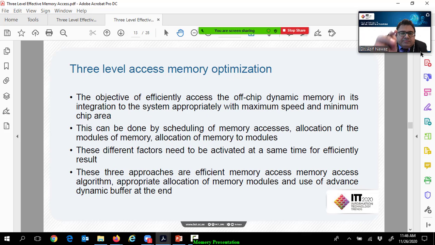The objective of efficiently accessing the off-chip memory, again, is in its integration into the system, okay? And this can be done by scheduling of memory access. Number one, you schedule the memory access, how you access the memory. Then allocation of the modules of the memory, which memory you are allocating to certain things, and allocation of memory to modules. And these different factors need to be activated at the same time for efficiency. Again, the control fabric will be quite strong for this. And these three approaches are efficient memory access, appropriate allocation of memory modules, and use of advanced dynamic buffer.